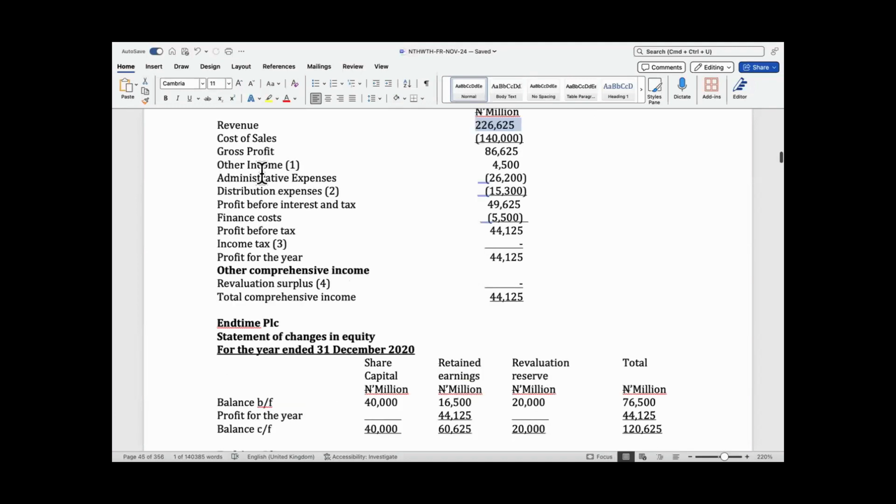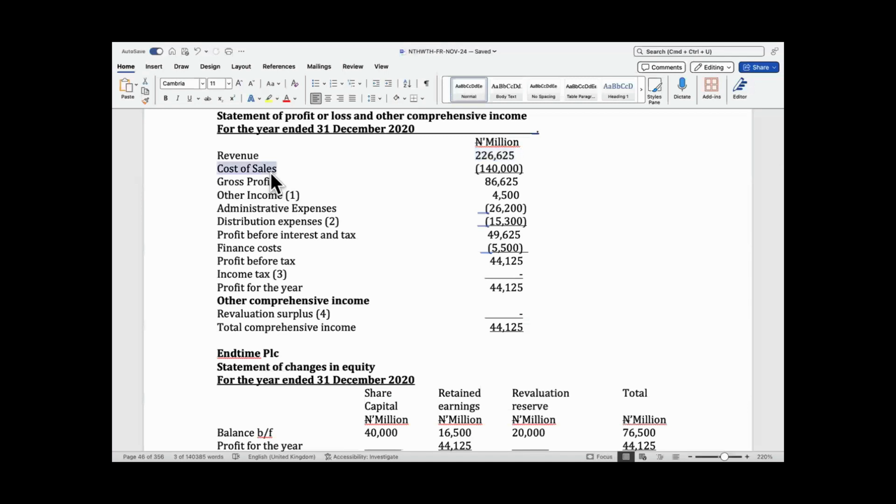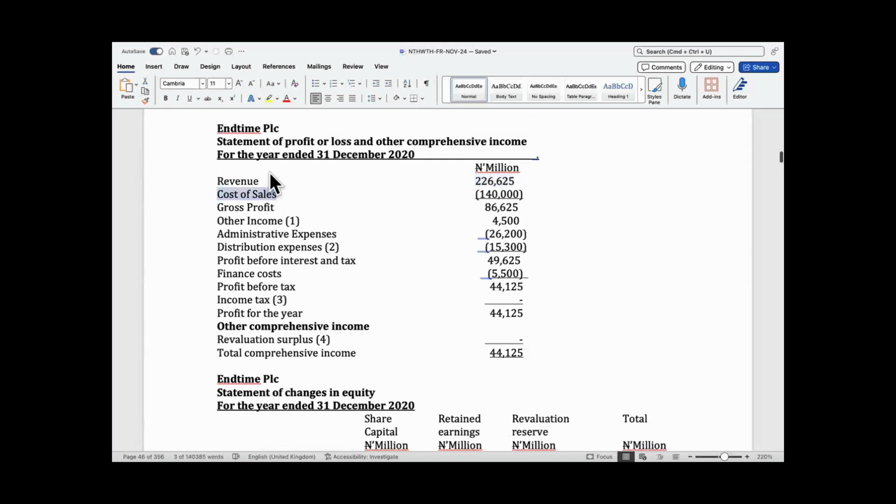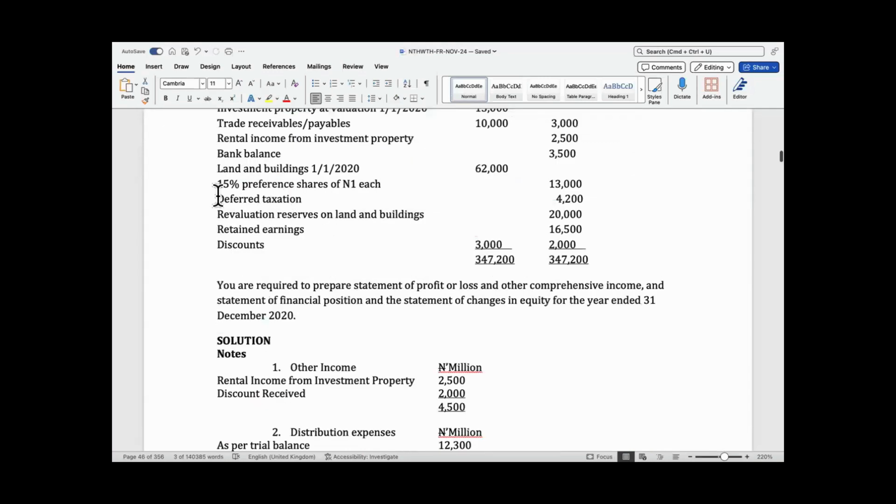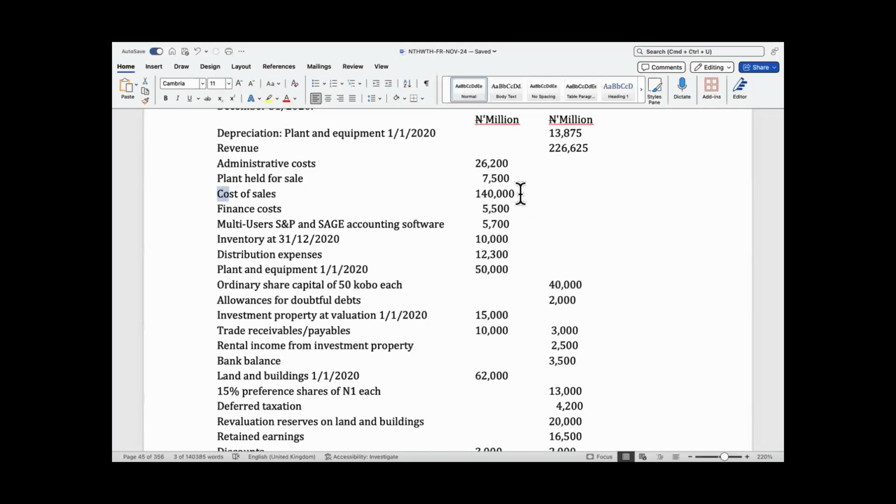So you need to know that after your revenue, the next item is your cost of sales. Go back to my trial balance. Thankfully, I have my cost of sales. Not in all cases will they give you cost of sales like this. They might want you to calculate it yourself. Is there anybody in this class that knows how we can get cost of sales? Anyone?